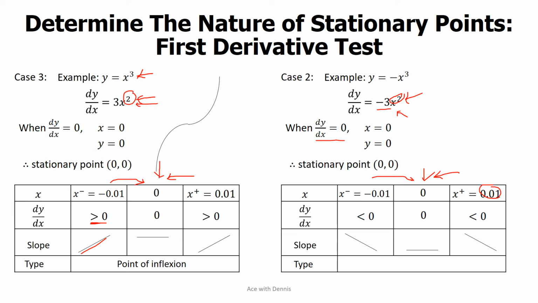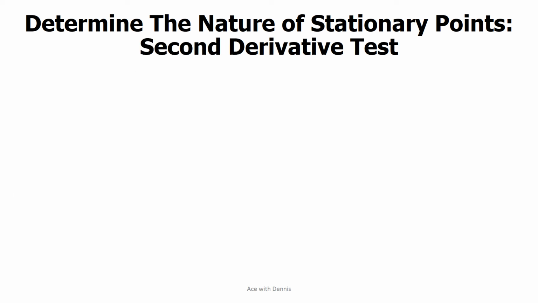Okay, now I can tell what is the type of the stationary point. So roughly sketch it, it looks like this, and it is a point of inflection. Now, let's talk about the second method to determine the nature of stationary points, which is called second derivative test.